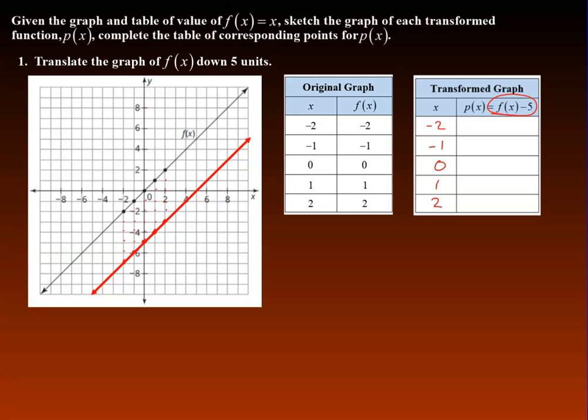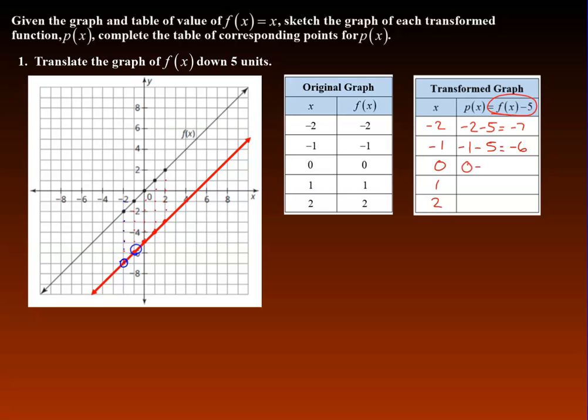So our first point was at -2. So if we subtract 5 from that, it should be now at -7. So let's double check. -2, -1, 2, 3, 4, 5, 6, 7. Okay, so -2, -7, that's right. Then we plug in -1, or we take -1 minus 5. -1 minus 5 is -6. So at -1, we should be at -6. And we are.